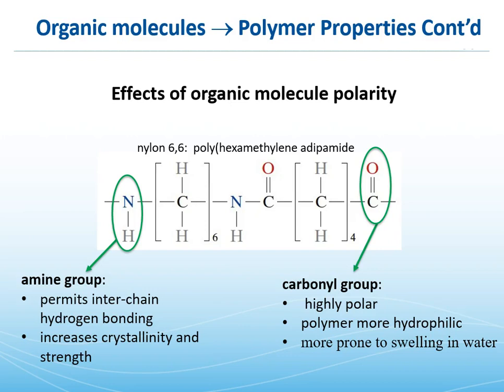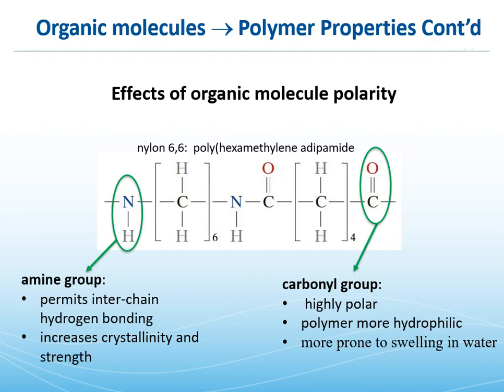Because it's polar, it tends to attract water more. And the more of these polar groups you have in a polymer main chain, the more the polymer is going to tend to swell and interact with water. So if we swell, we lose dimensions, and we also tend to lose a lot of mechanical properties.